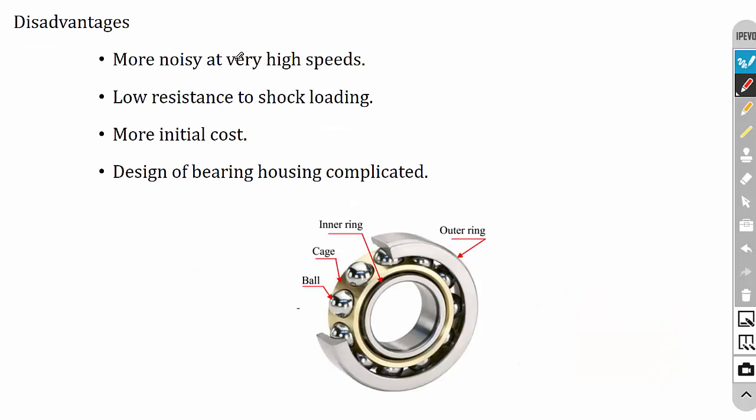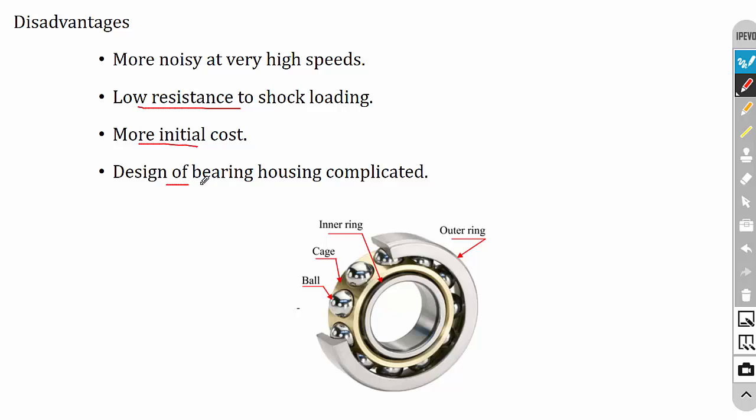Then these are all the disadvantages. The first one is that it is more noisy at very high speeds, because the ball has to rotate, and when it touches the outer race and inner race, it will produce some unwanted noises. Then low resistance to shock loading. If a shock is produced, then it will damage the balls. Then more initial cost compared with the sliding contact bearing.